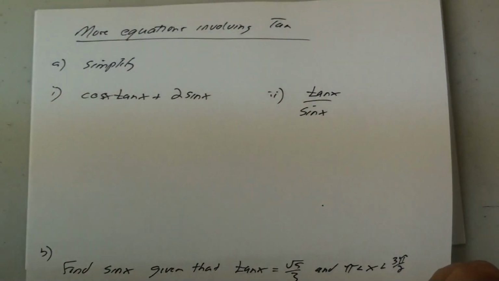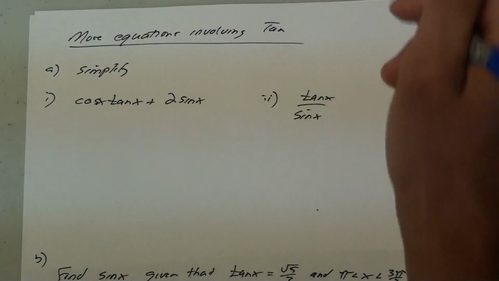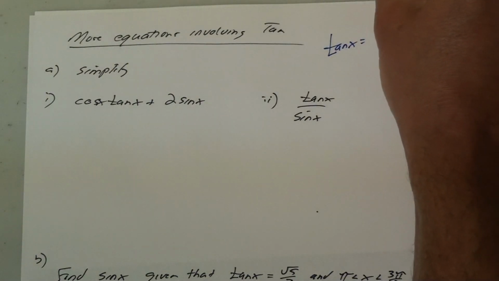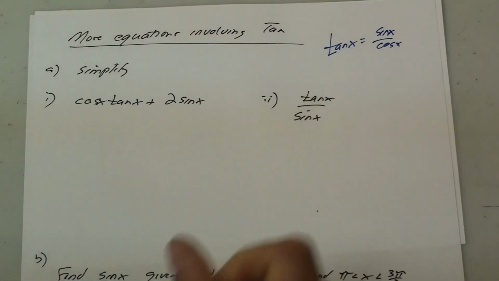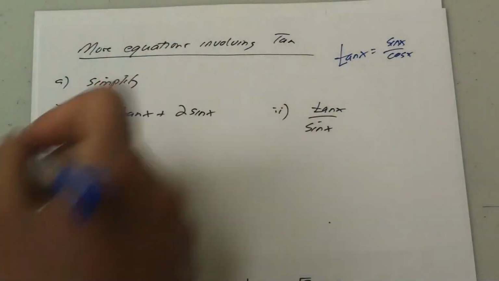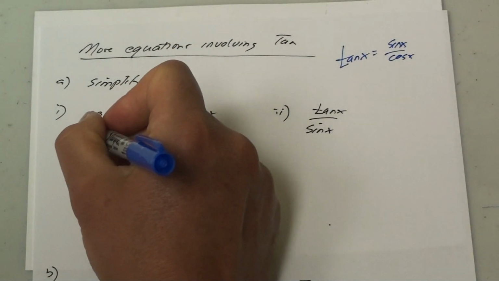A few more equations involving tan. Now tan, we know, is sine x over cos x. So you might want to substitute that in sometimes. If I'm simplifying and I see a tan, I have sines and cosines in there. Let's get rid of the tan. Let's replace it with what it's equal to.